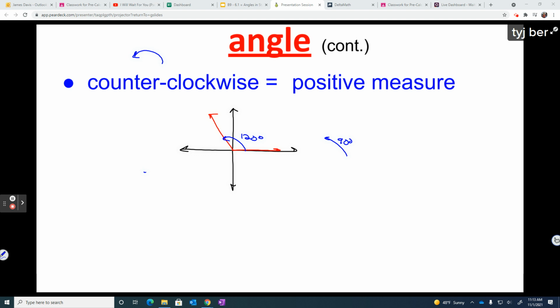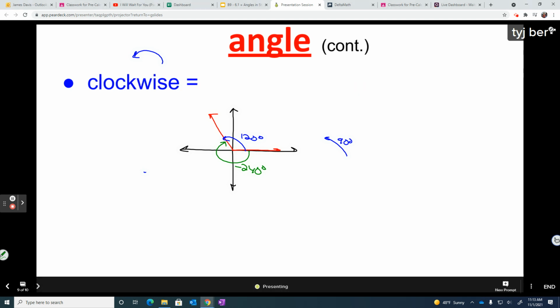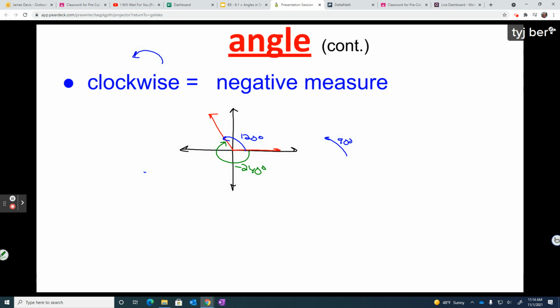Now we could go the other way around. I could take it this way around, go from here to here. If we said that's 120, what would it be the other way around? Yeah, it'd actually be negative 240 degrees the other way, because they add together to give you 360. 120 plus 240 is 360. So a clockwise angle is going to be a negative angle measure. So clockwise is negative. Counterclockwise is positive.